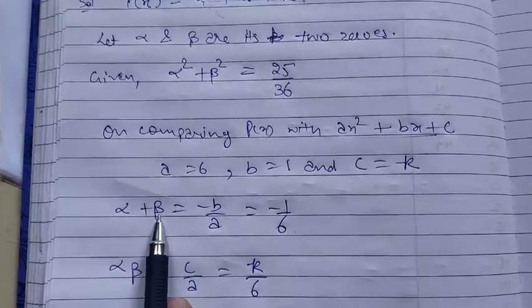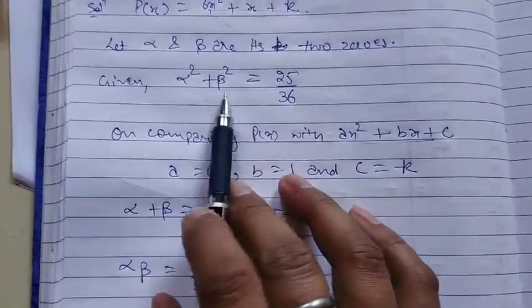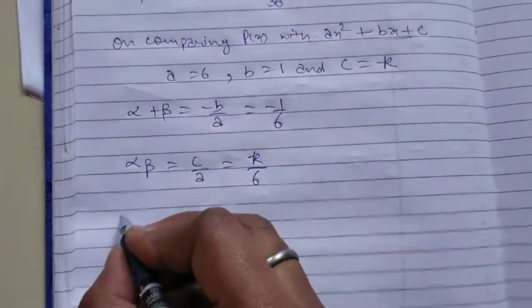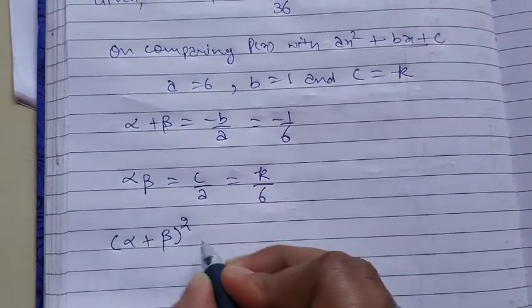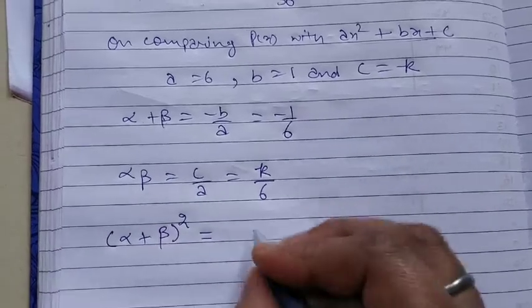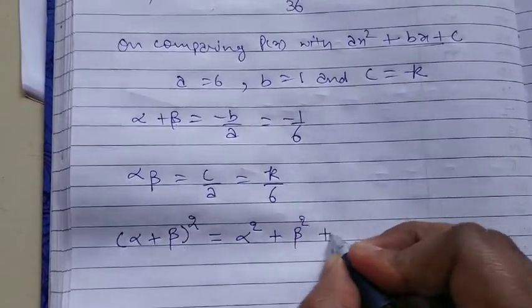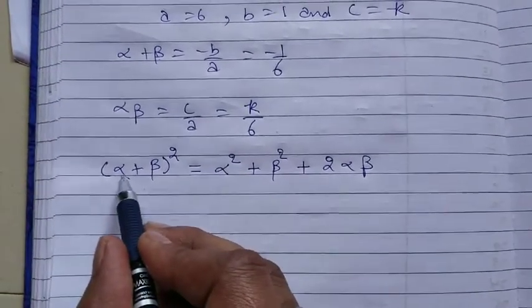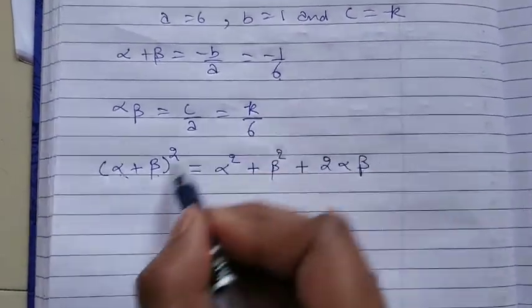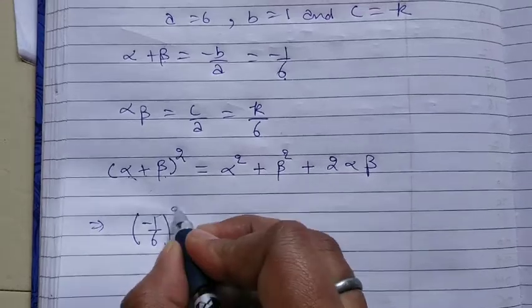Now we have the value of alpha plus beta given, the value of alpha beta given, but we have alpha square plus beta square given. So how will we solve this? Now if you remember, alpha plus beta whole square is an identity, and it is equal to alpha square plus beta square plus 2 alpha beta. Now alpha plus beta is minus 1 by 6, so this will be equal to minus 1 by 6 whole square.